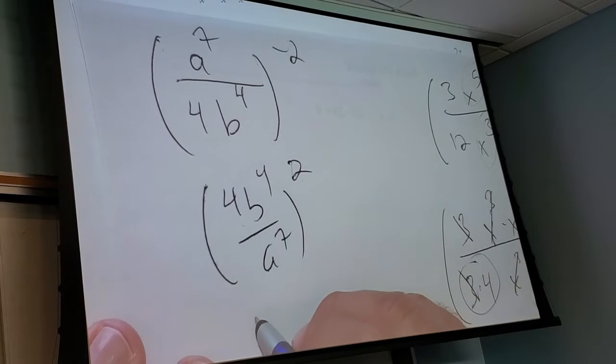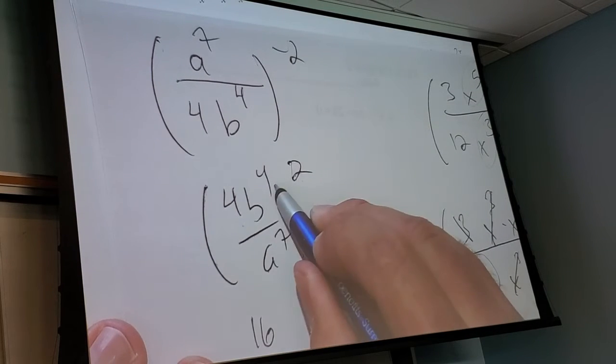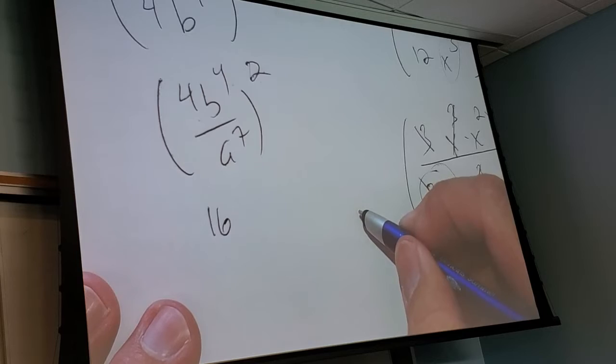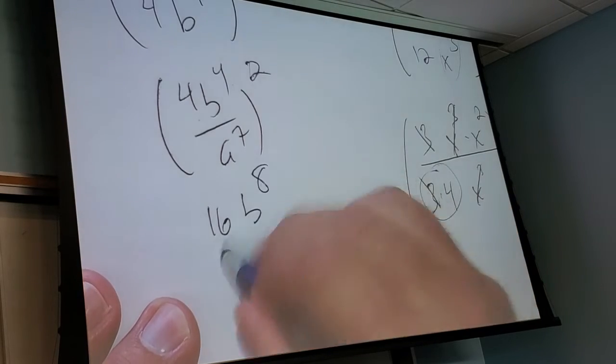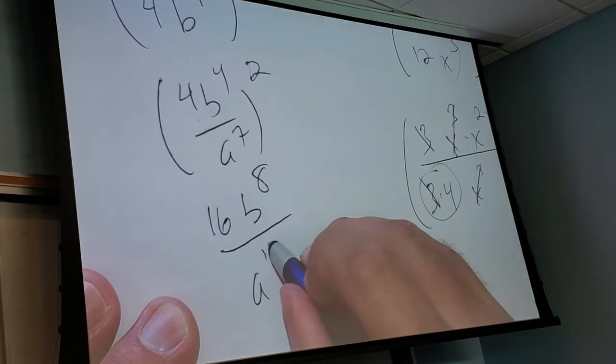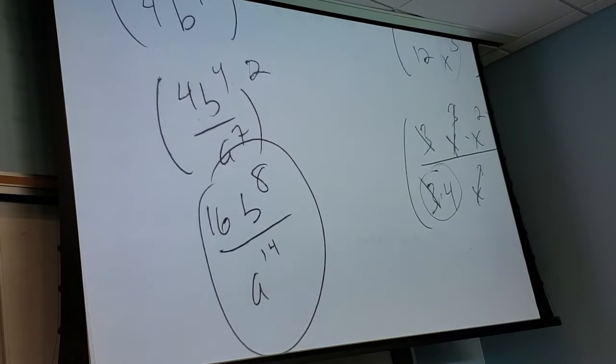4 squared is 16. B to the 4th squared, B to the 8. B to the 8th, good. A to the 7th squared, A to the 14. Shaboo.